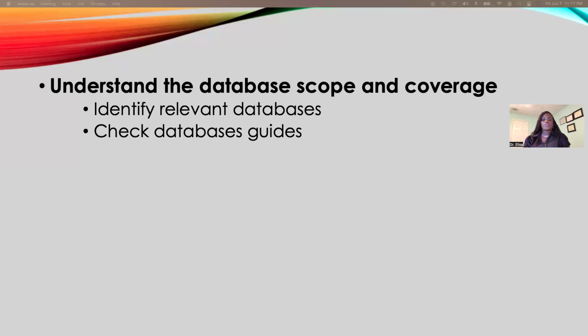The first step is to understand the database scope and coverage. So you want to first identify relevant databases. Different databases specialize in different fields, so use databases that align with your specific research topic. For example, PubMed, you would use for biomedical research. IEEE Xplore, you would use for engineering and technology studies. Then JSTOR, you'd use for humanities and social sciences.